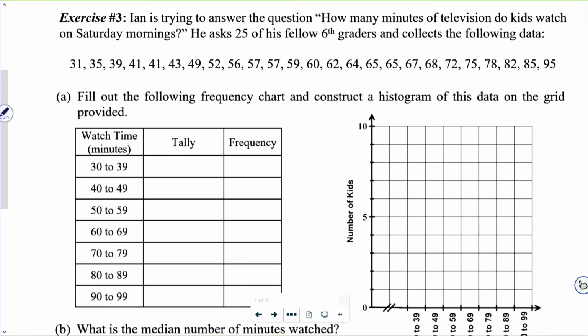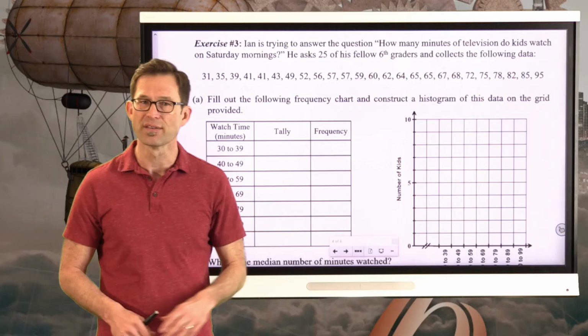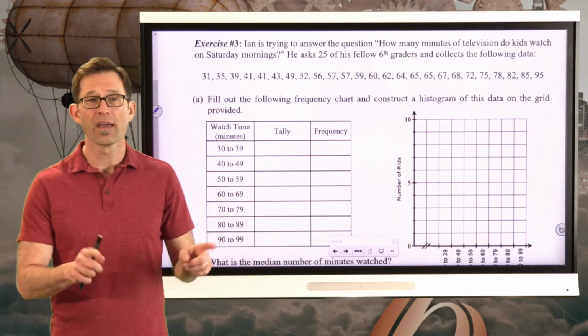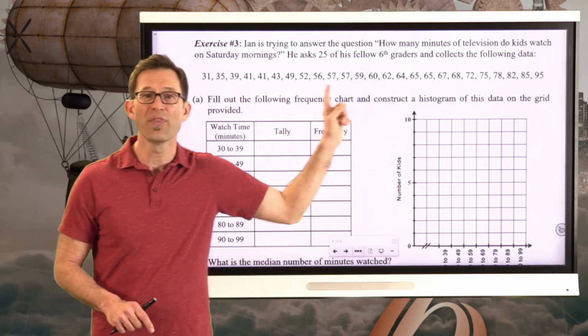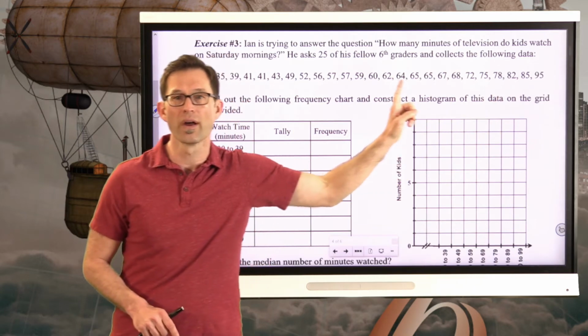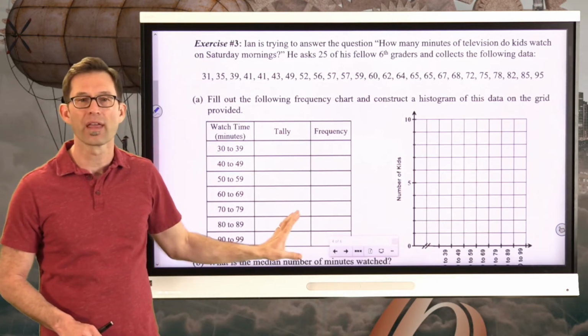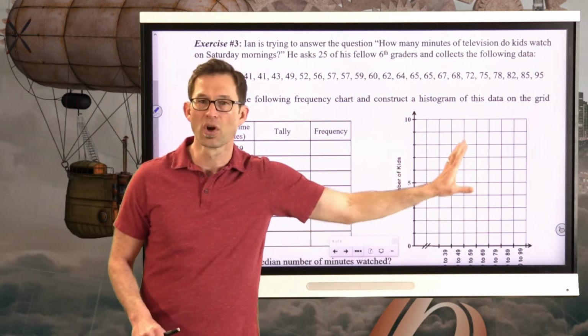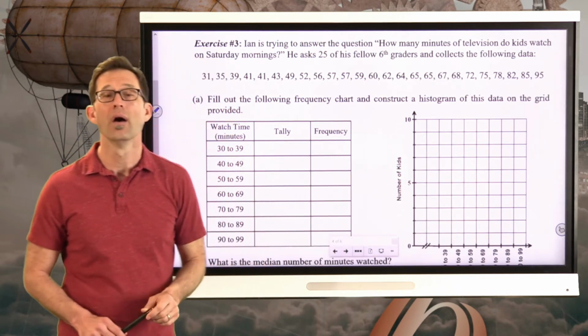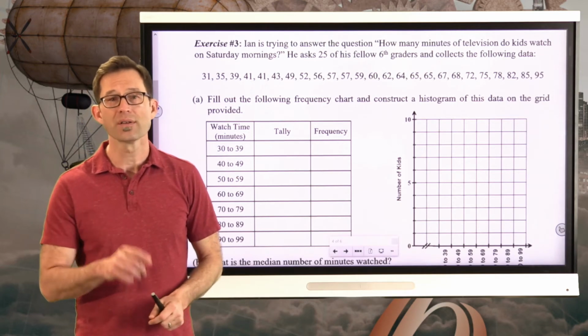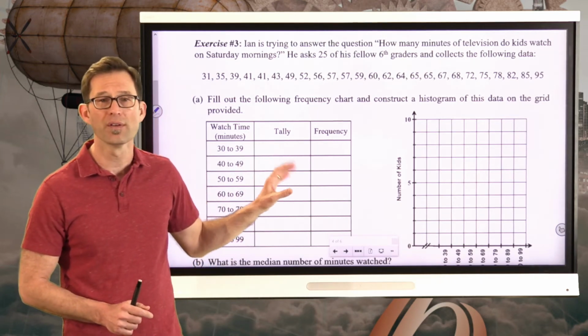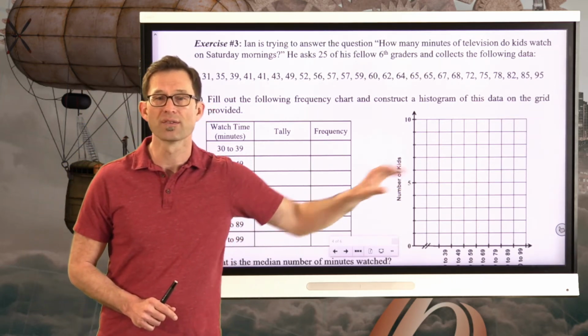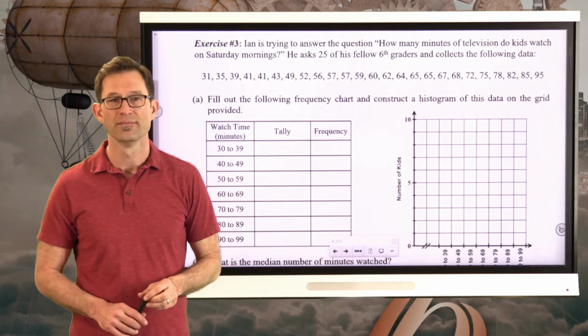Awesome, right? Letter A asks us to fill out the frequency chart and construct a histogram of this data on the grid provided. All right, so that's easy enough. In fact, I even made it easier for you because I put the data in ascending order, so it's going to make hopefully filling out this histogram frequency chart, and then therefore drawing the bar chart, a lot faster. So pause the video now, and why don't you go ahead and fill this out and then construct the histogram on that graph as given.